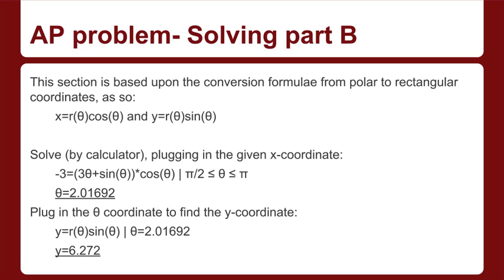Next, we need to find the y value at that theta coordinate, so simply plug that theta value that you saved back into the second conversion formula to get y is equal to 6.272. Make sure that you have your decimal places correctly. 3 is required for the AP test.